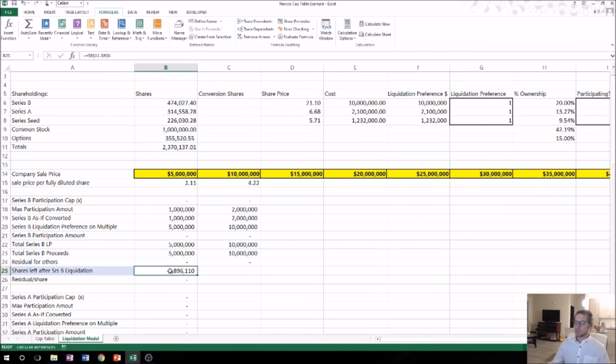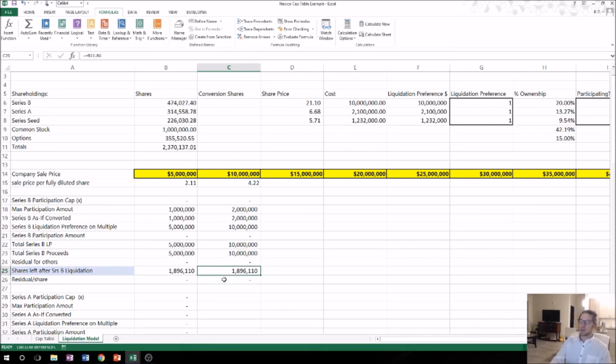And the shares left after liquidation. So that is the total shares before liquidation minus all the shares that just liquidated. So minus the Series B shares. So that's this minus this. And then residual per share is the shares left accounting for how much residual is left. So it's the residual divided by the shares left after the Series B liquidation. So it's this divided by this. Sorry, I said it right, did it wrong. So it's the residual divided by the shares left after liquidation.